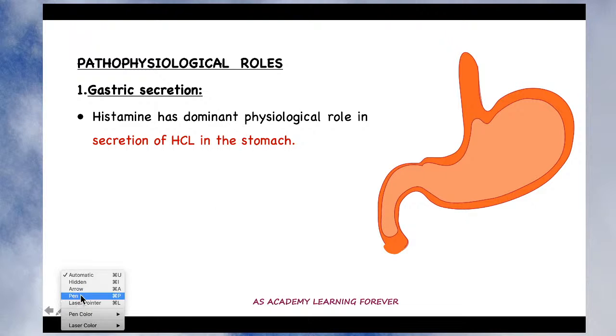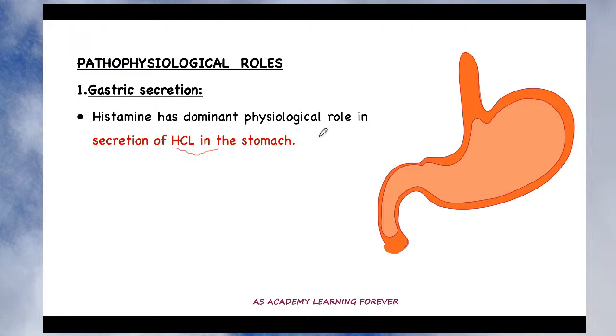So let's see the first action, that is the action on gastric secretion. We have already seen that in case of gastric secretion, histamine has a dominant physiological role, especially through the H2 receptor, right? H2 receptor mediated activation of the hydrogen potassium ATPase pump is responsible for more secretion of acid as well as pepsin. More secretion of acid produces hyperchlorhydria, or hyperacidity. In common terms, you call it hyperacidity.